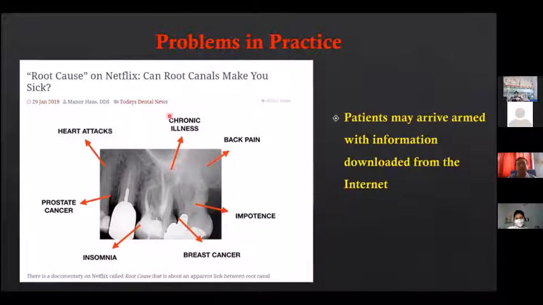Now, this information is taken from a documentary on Netflix. If you search Netflix, you will get a documentary known as Root Cause. In Root Cause, they have given the disadvantages of root canal treatment, and they have made the observation that root canal can cause anything from a simple problem like insomnia to breast cancer and impotence, all those things.